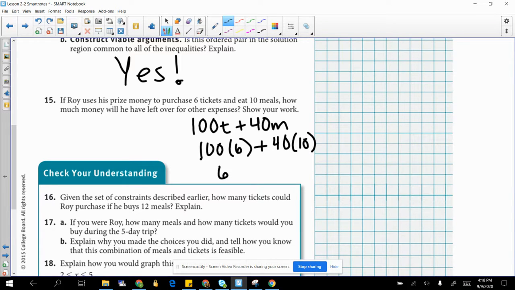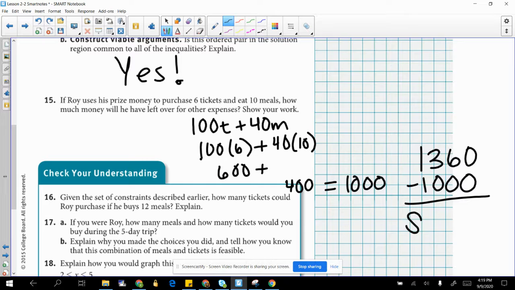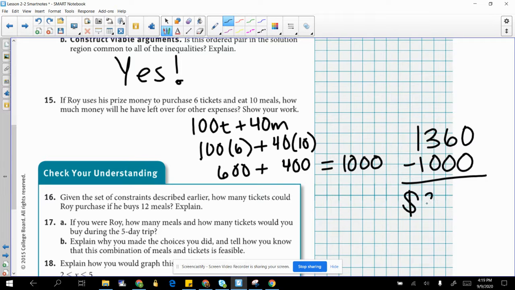100 times 6 is going to be 600, and 40 times 10 is going to be 400. So if we add those together, he's spending $1,000. Okay, well, remember he had $1,360. So if we subtract that 1,000, he would still have $360 left over for other expenses.